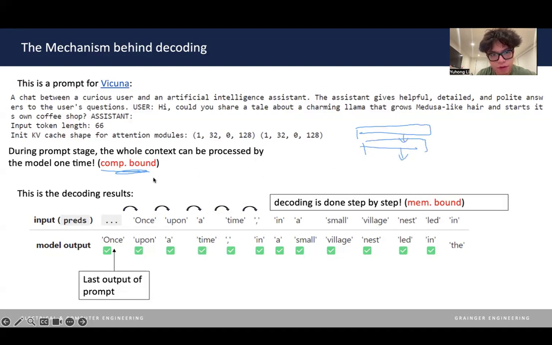Computation bound. And for decoding, you can see here we decode words one by one. We decode once, and then feed that output, since the last one is once, back into the LLM, and it outputs the next word, and so on, one at a time. So this is memory bound.